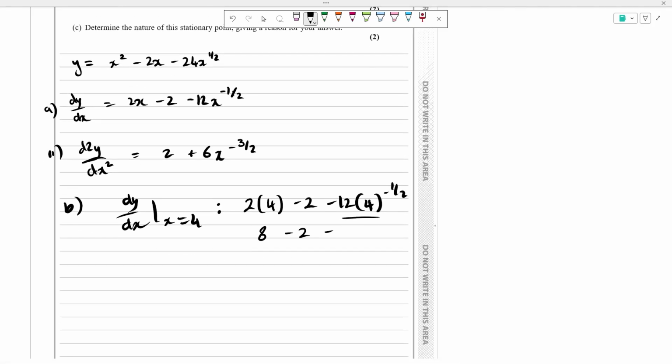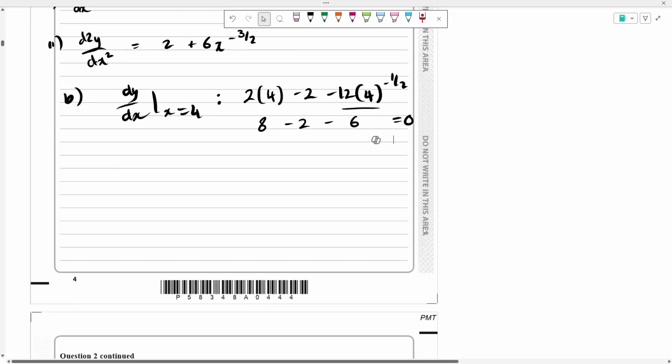This is 8 minus 2, which is 6. So this should be minus 6 as well, which should equal 0 in your calculator. Therefore, if dy by dx is equal to 0, it's a stationary point.